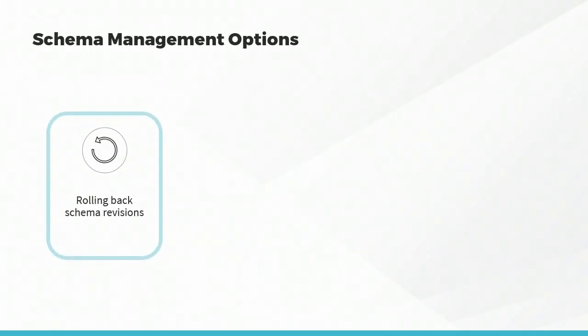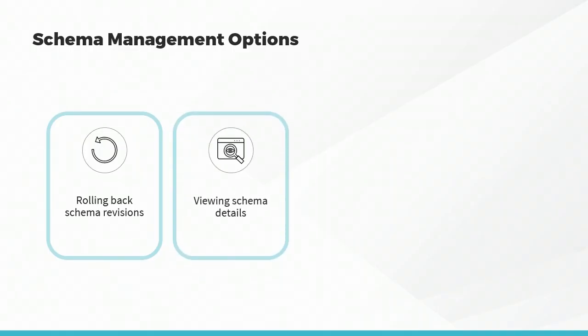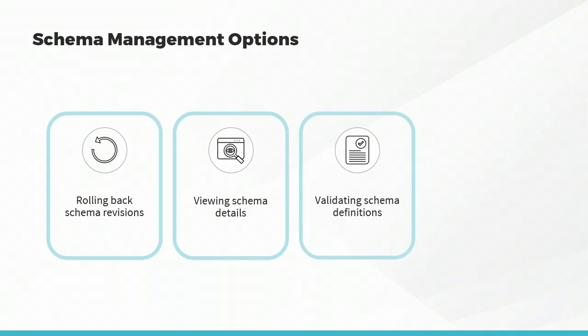Here are some more schema management options that are useful. Perhaps I'd like to roll back to an earlier schema revision. Say I made a revision to version 2, and I'd like to go back to version 1. Well, I can do that in the Google Cloud Console or through the CLI. I can even look at the schema details in depth, and I can actually validate the schema definitions.